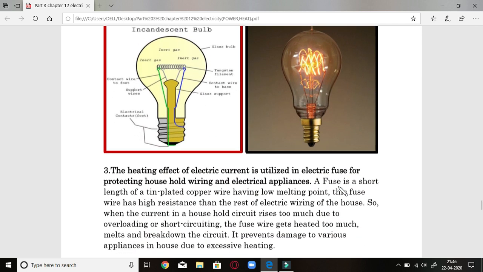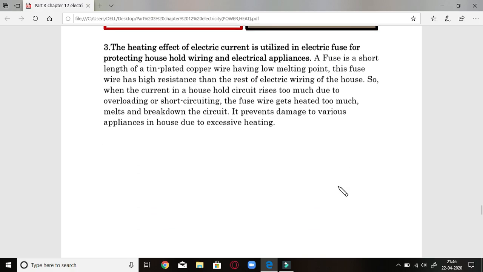The next one is the third application, that the heating effect of electric current is utilized in an electric fuse for protecting household wiring and electrical appliances. So हमारे घर में जो इलेक्ट्रिक फ्यूज होते हैं आप सब ने देखा होगा, राइट, वो भी वायरिंग के साथ जो लगे होते हैं, हमारी हाउस होल्ड वायरिंग के साथ होते हैं. वो इलेक्ट्रिक फ्यूज भी हीटिंग इफेक्ट ऑफ करंट पर ही बेस्ड है.